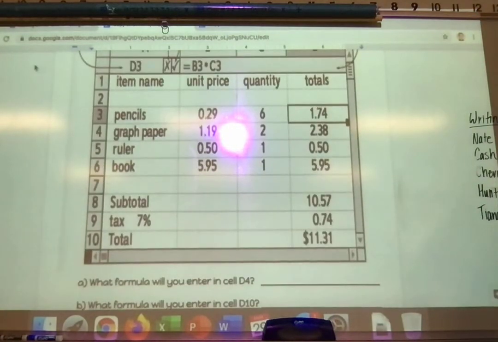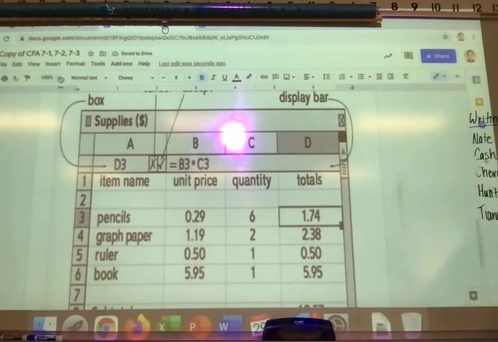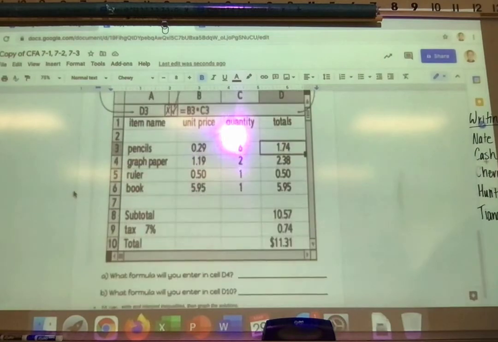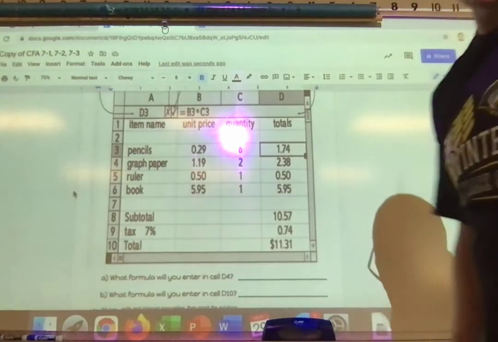Shrink this up a little bit here. All right, so let's take a look here. We're looking at this spreadsheet here. Okay, should be able to see it now.